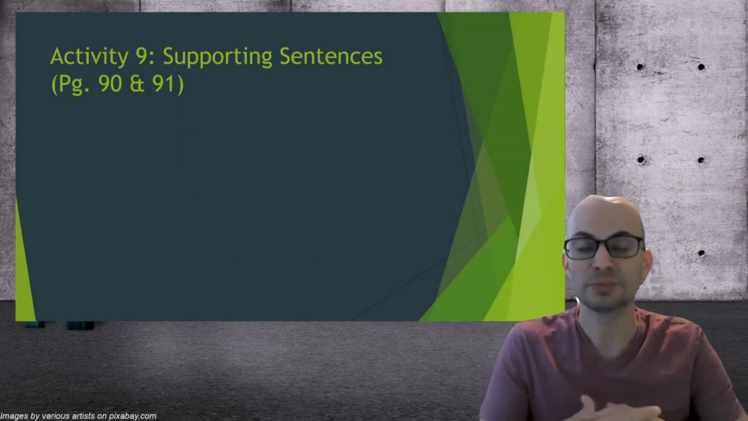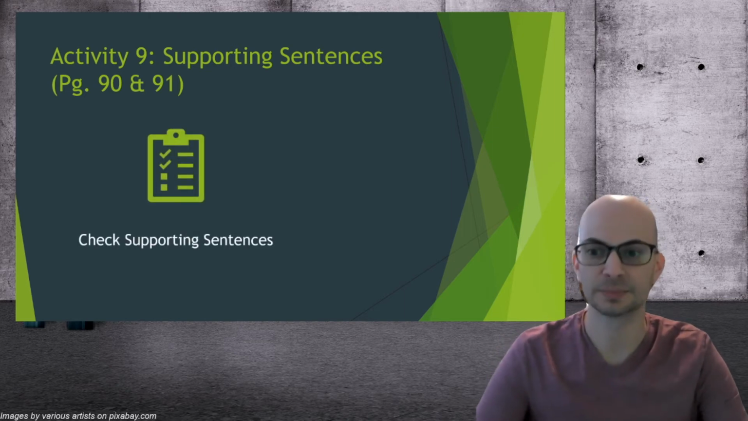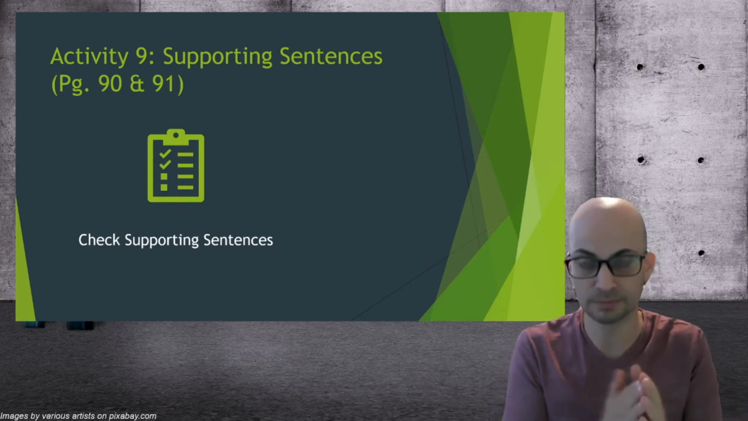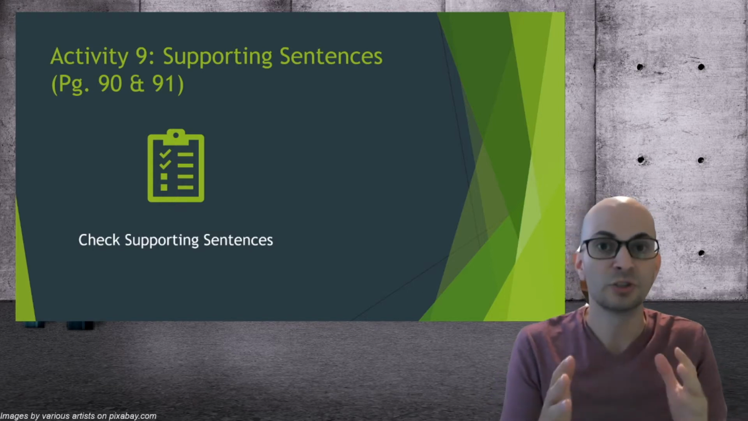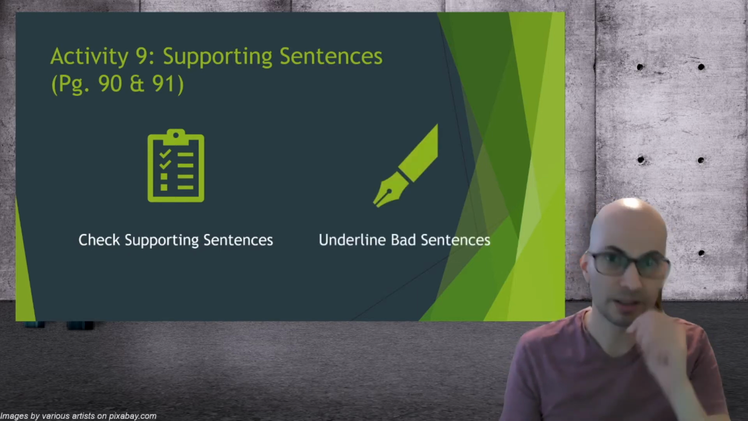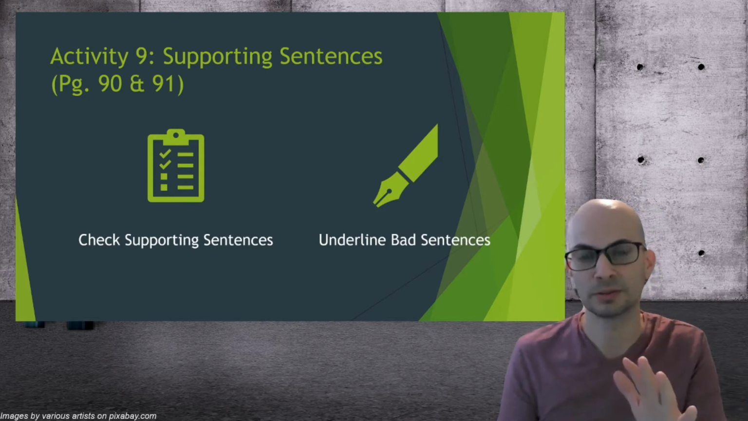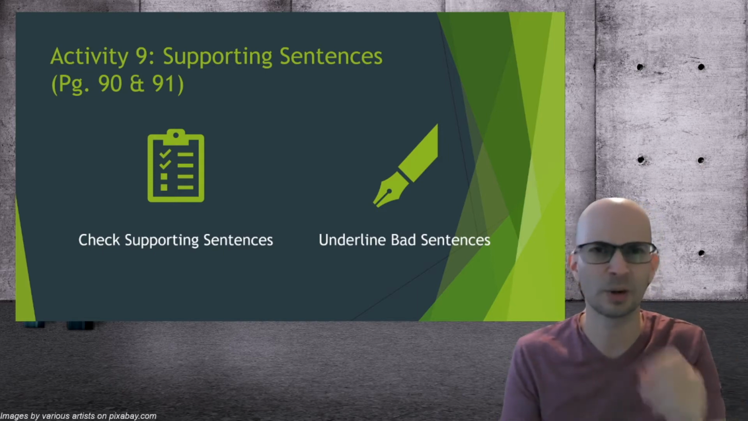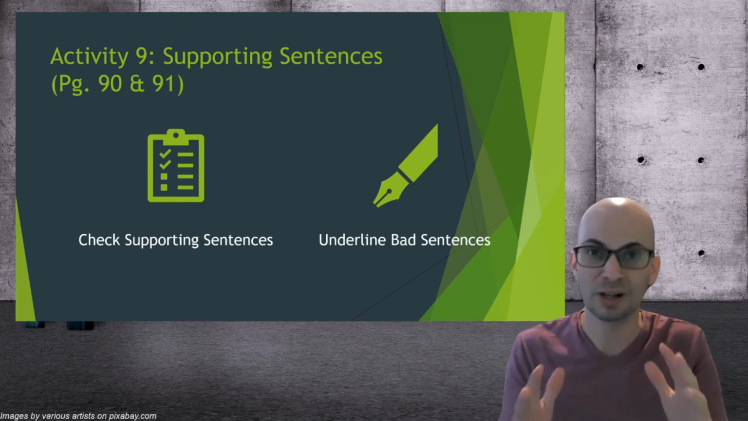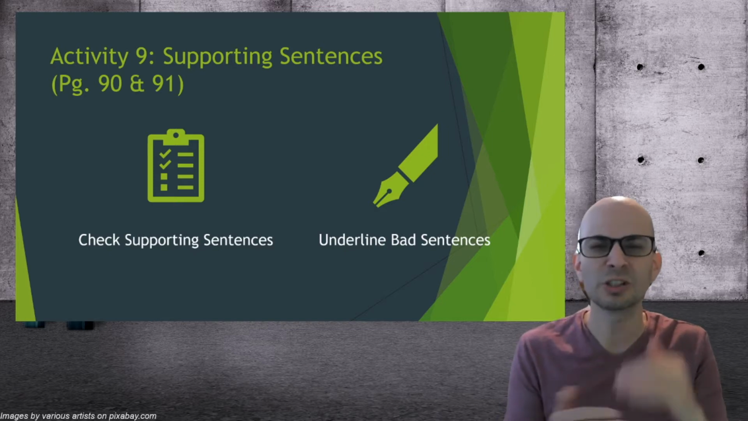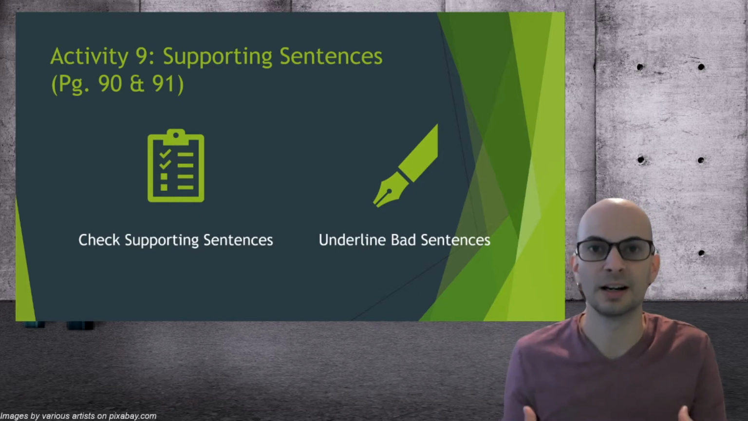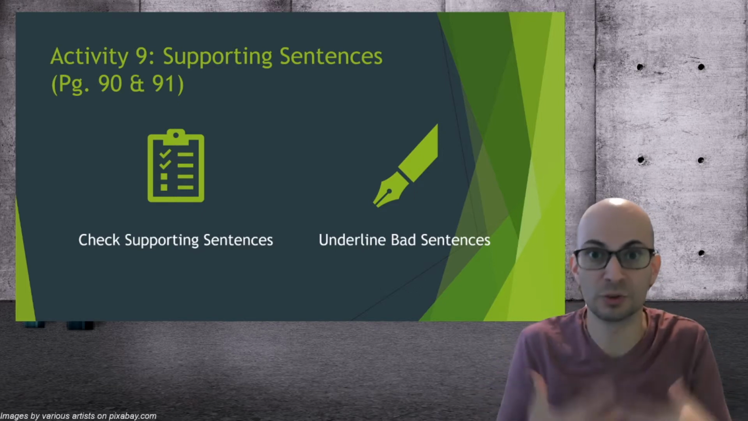The first part, Activity 9, Supporting Sentences. So here we see some paragraphs with some supporting sentences. Check these supporting sentences. Which ones are good? Which ones are bad? Underline the bad ones. If it doesn't match, or if it shouldn't be in this paragraph, or maybe it just doesn't make sense, just go ahead and underline that. We already know what makes a good supporting sentence, so we're just checking those skills and editing these two paragraphs to work on our own ability to peer edit.